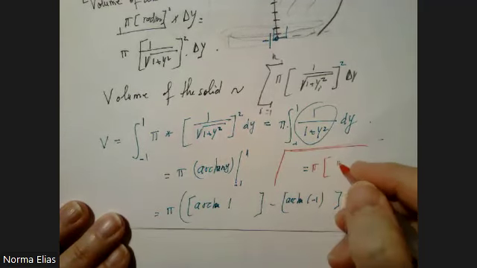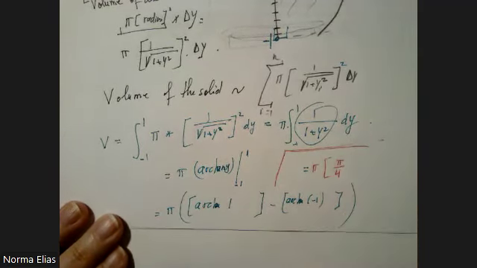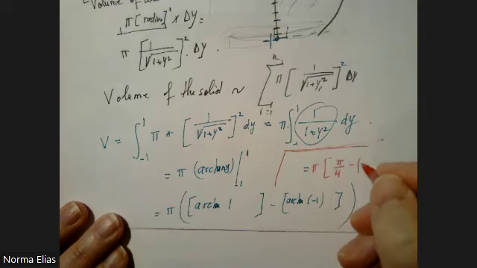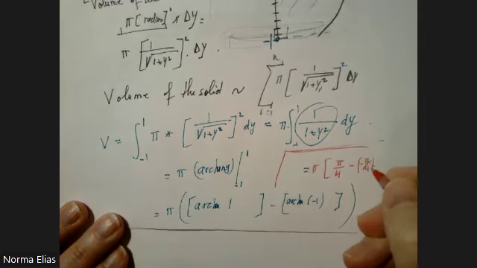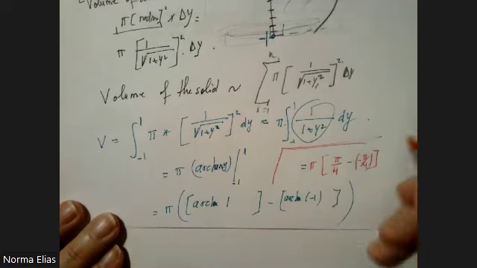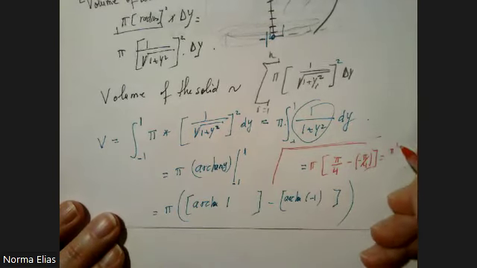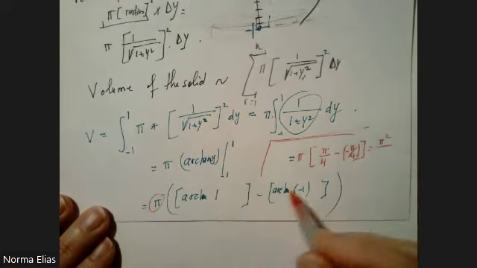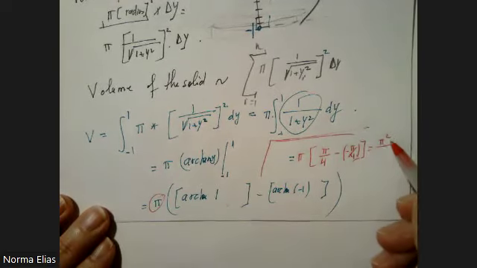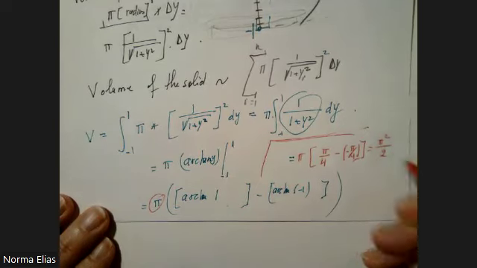Arc tangent 1, the angle whose tangent is 1, is pi over 4. The angle whose tangent is -1 is minus pi over 4. So finally, I will get pi squared. We have the pi from here, and we have the pi from the arctangent, so it's giving pi squared over 2.